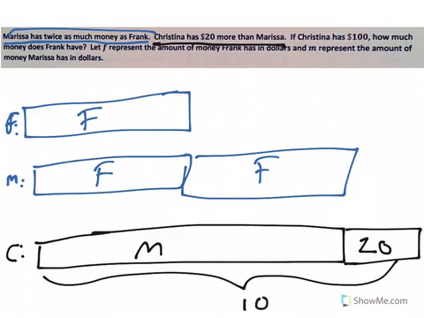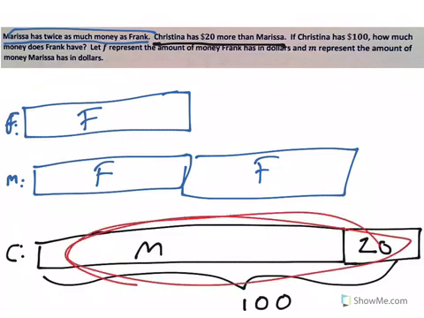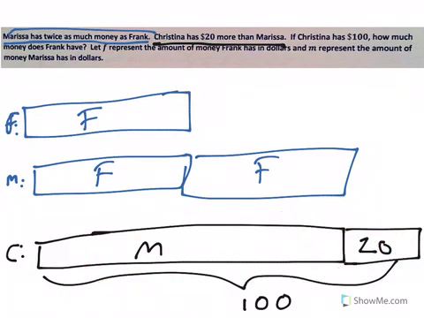Christina's total amount of money is $100. So, now we can start working this out. I'm going to write up in red, but I'm going to focus on this problem right here. Christina has the same amount of money that Marissa has, plus $20. So she has Marissa's amount, which is M, plus 20, and together, that equals $100.